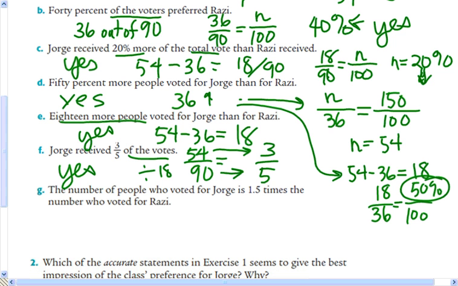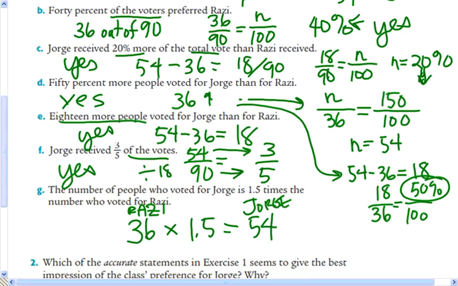All right. The number of people who voted for Jorge is 1.5 times the number that voted for Razi. So the number that voted for Razi is 36. If we multiply that by 1.5, we get 54, which is the number that voted for Jorge. So that is accurate, yes.